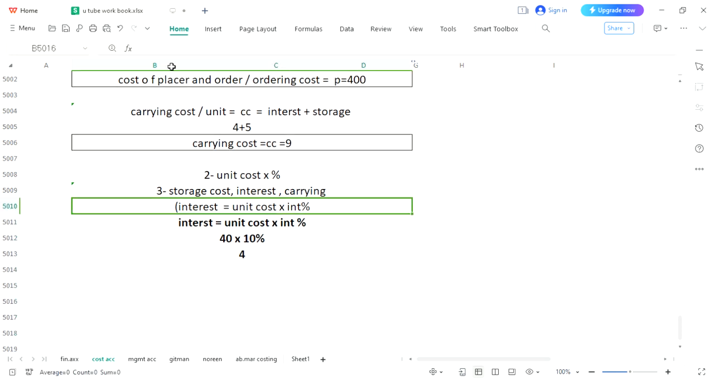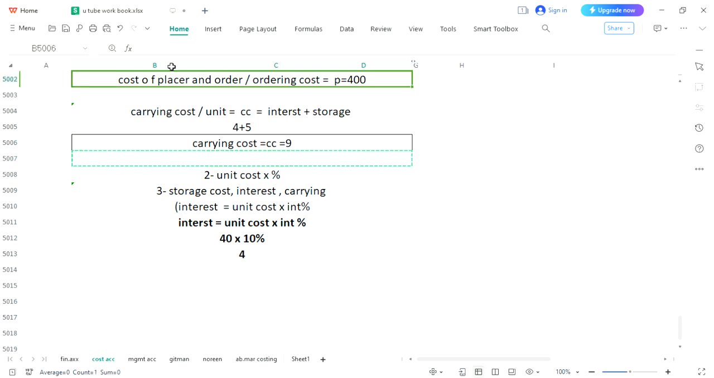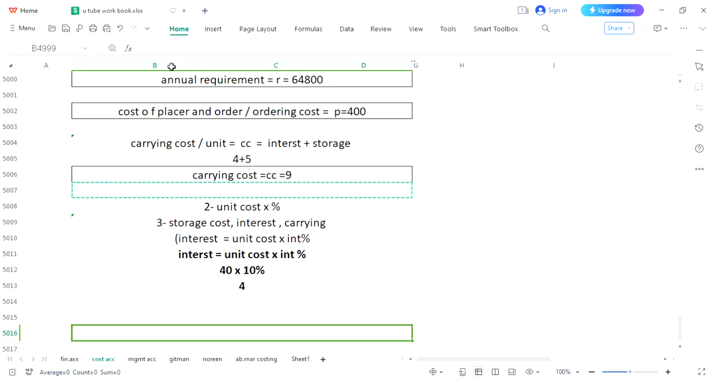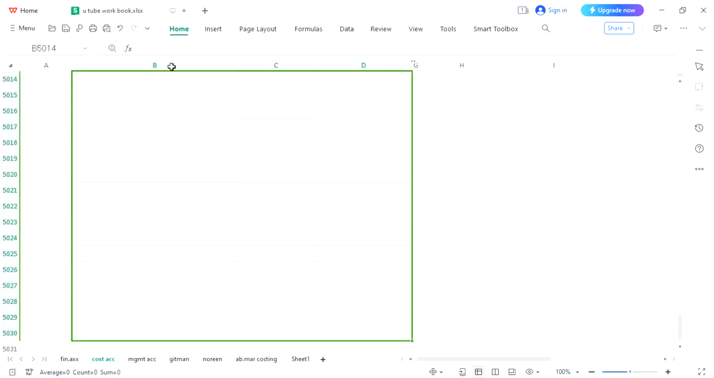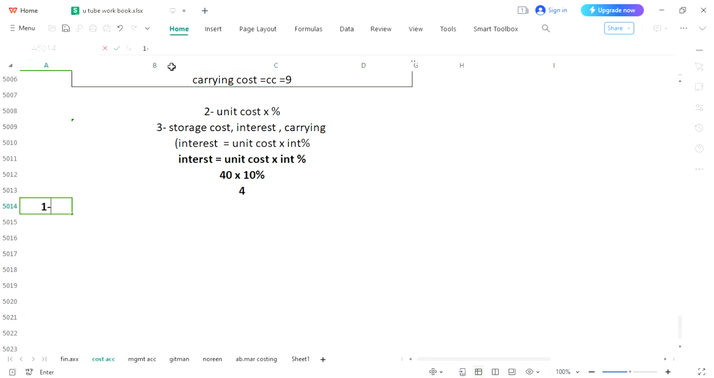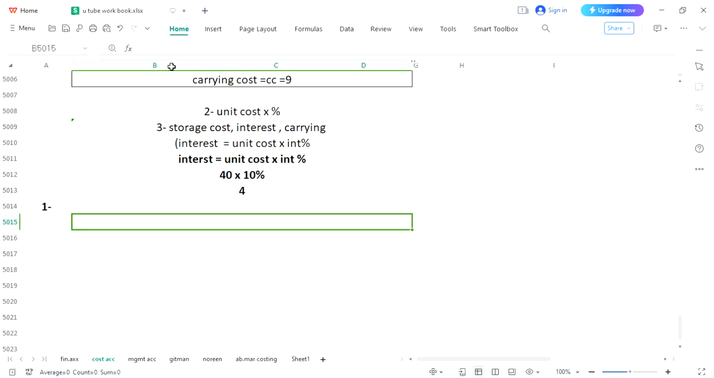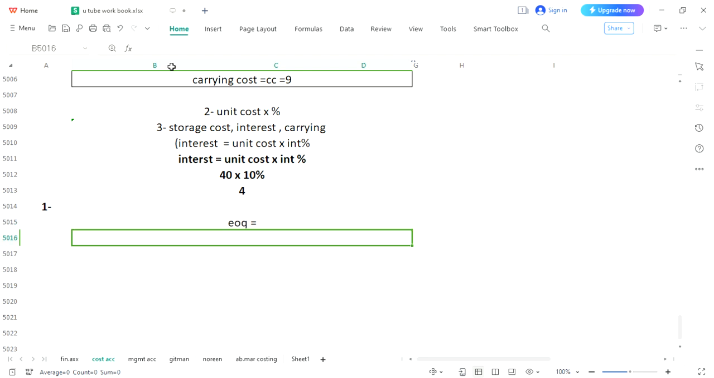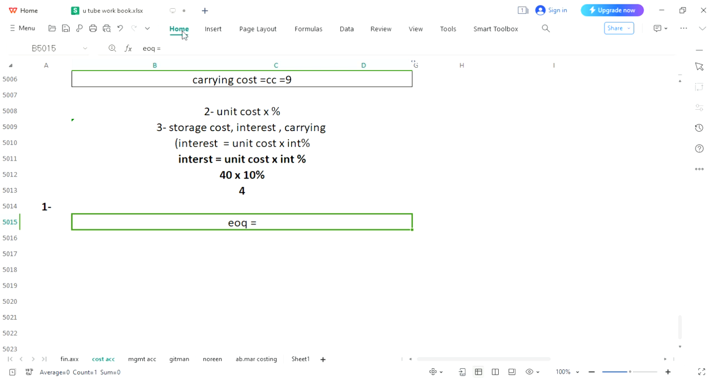So the first element which we will be doing is here. The formula was told to you in previous questions as well. First requirement, and that is economic order quantity, which is called EOQ. We can write the abbreviation over here. Okay, so please remind yourself what the formula of economic order quantity was: 2RP divided by carrying cost.